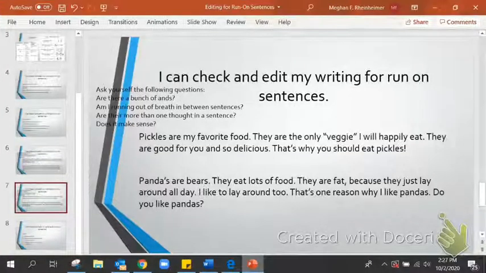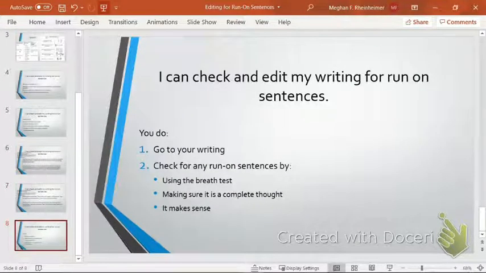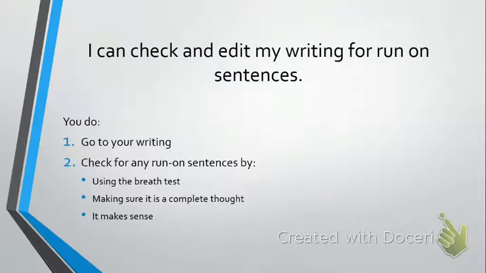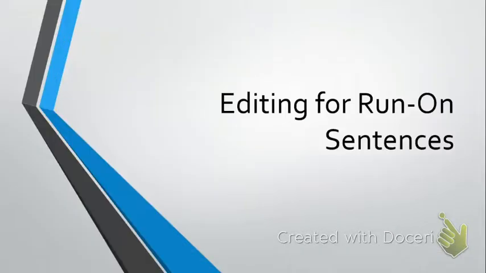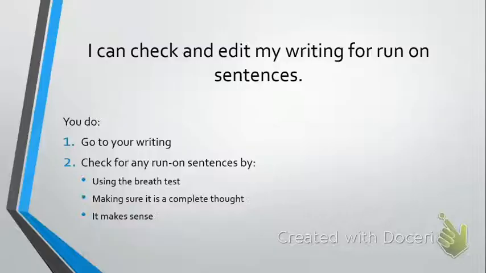I want you to go back and edit yours. Okay. Now it's the you do. So you're going to go to your writing. You're going to check for any run-on sentences by using the breath test. It's the thing where I try not to breathe until there's another punctuation mark. Making sure it's a complete thought and to make sure it makes sense. Also check for those ands. That's going to be part of the making sure it makes sense. If you're saying and if there's more than two ands in one sentence, it's a run-on sentence, okay? So go in and check on those things.